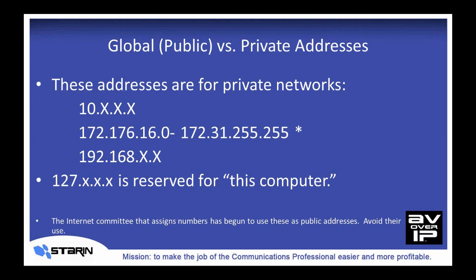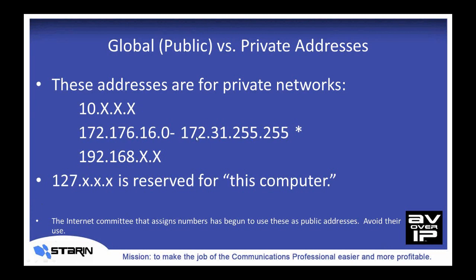Public addresses are addresses that are registered with the Internet Assigned Numbers Authority, and they're assigned to companies after they're registered, and they may be used on the internet. But we reserve certain ranges of IP addresses for private use. Anything starting with a 10 is a private address. Anything starting with 192.168 is a private address.